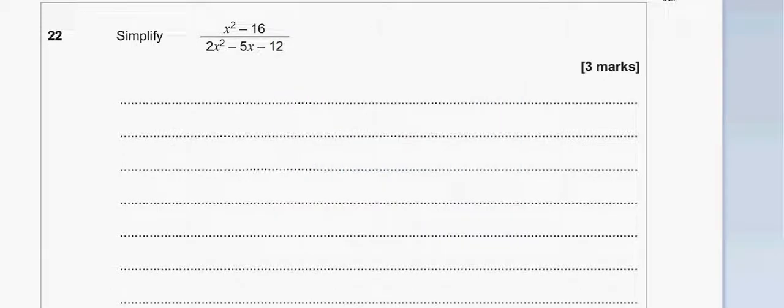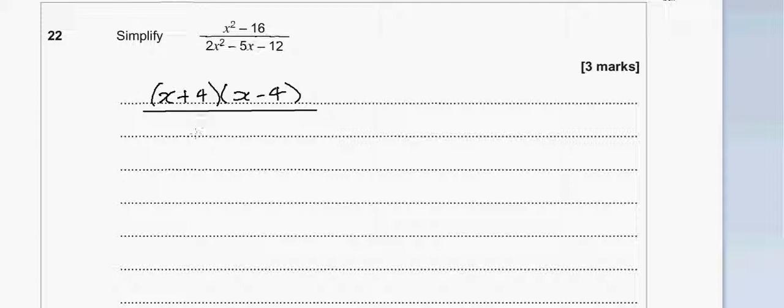Okay, 22. We're getting there slowly. Simplify. So obviously this fraction is going to cancel. Now this is what I call a gift from God, x squared minus 16, because it's the difference of 2 squares. So x squared minus 16 can be factorised as x plus 4, because the square root of 16 is 4, and x minus 4. Okay, so that's nice and easy.